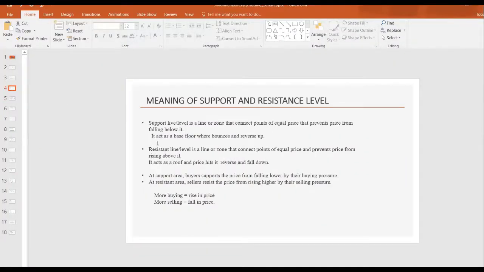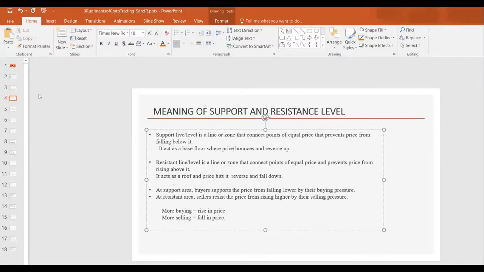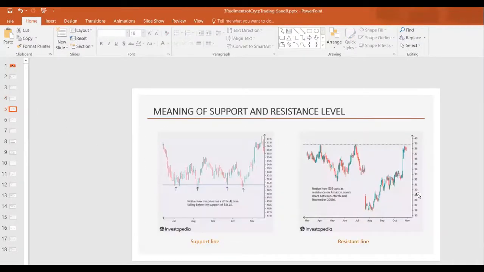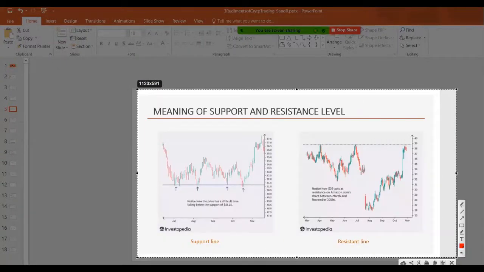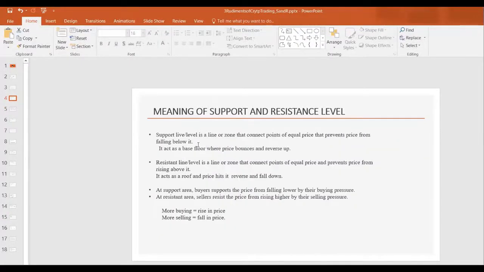And remember, we said it acts as a base floor where price bounces and reverses up. So at support, price is going to bounce back and reverse up to go back to the center. Price came down here and bounced back to the center, came again, bounced back to the center. So that line is called a support line. It's supporting the price from falling below it. So that's why these definitions make sense.